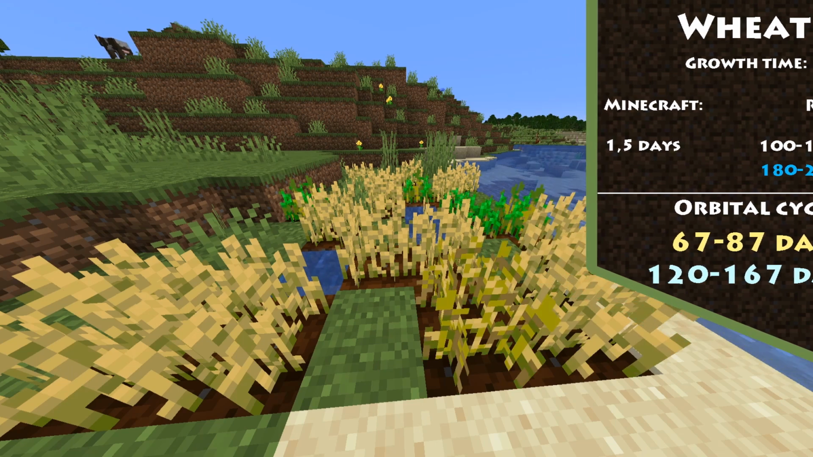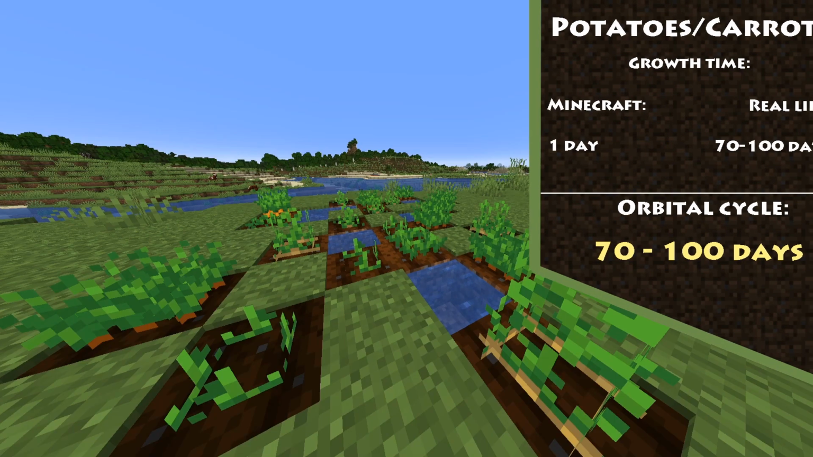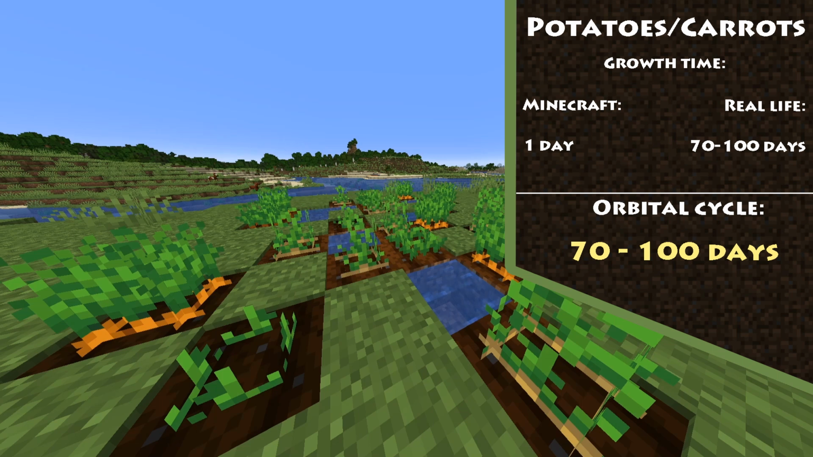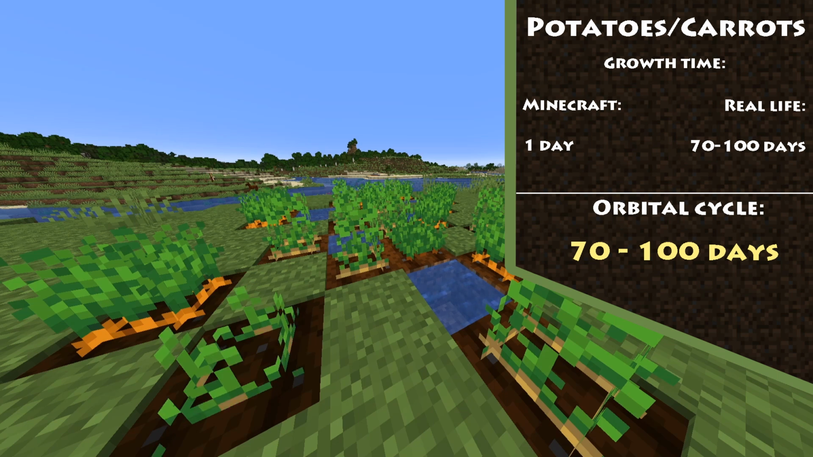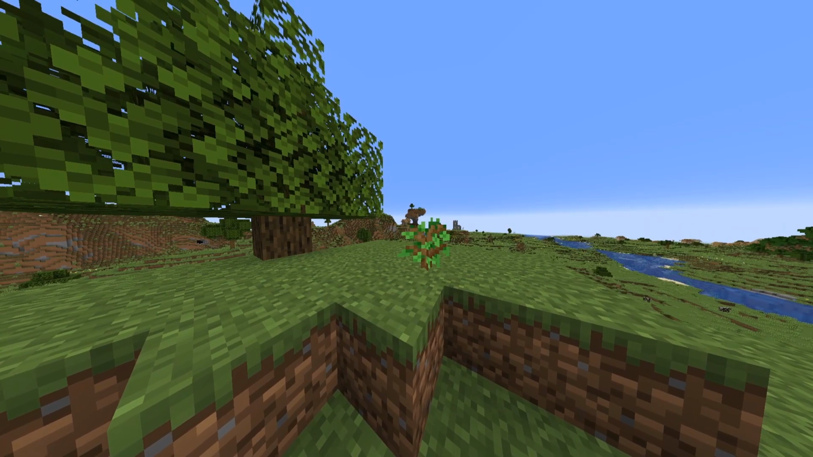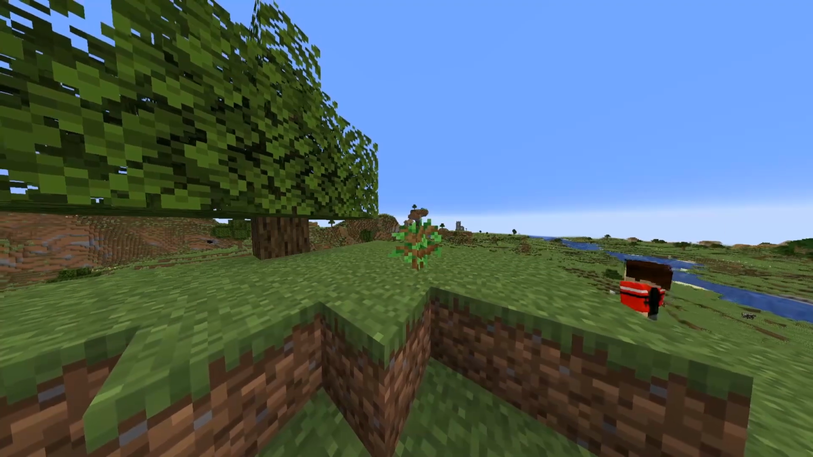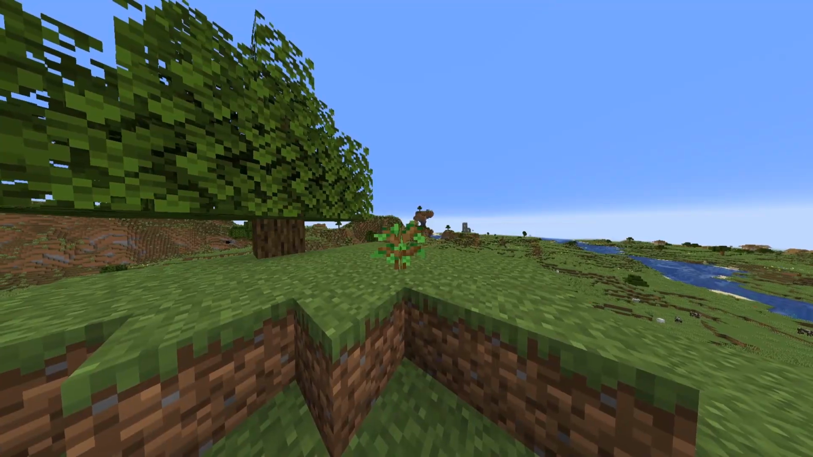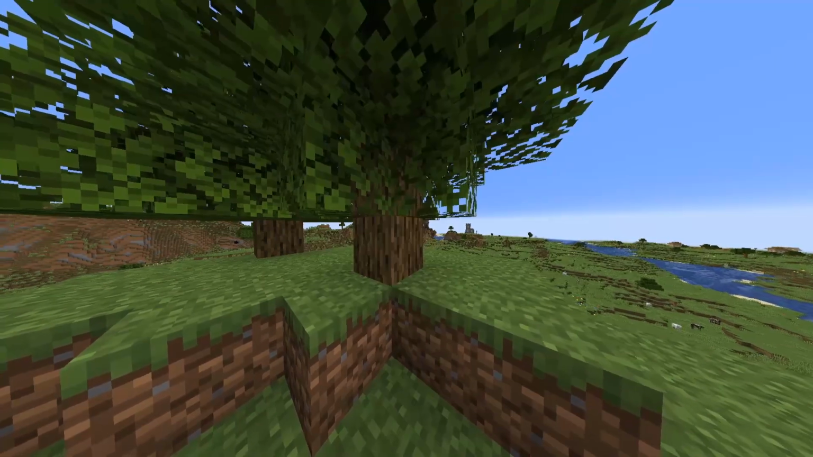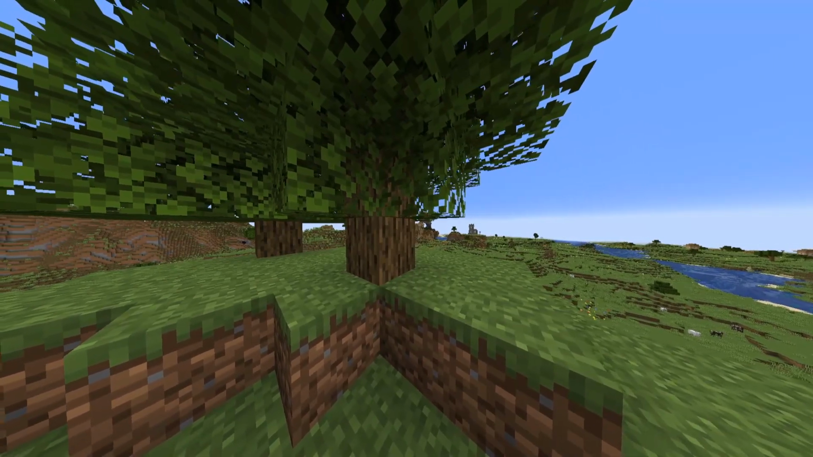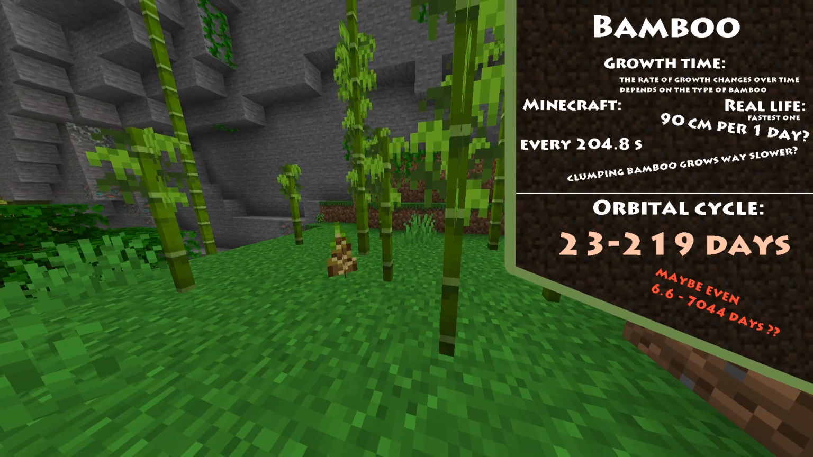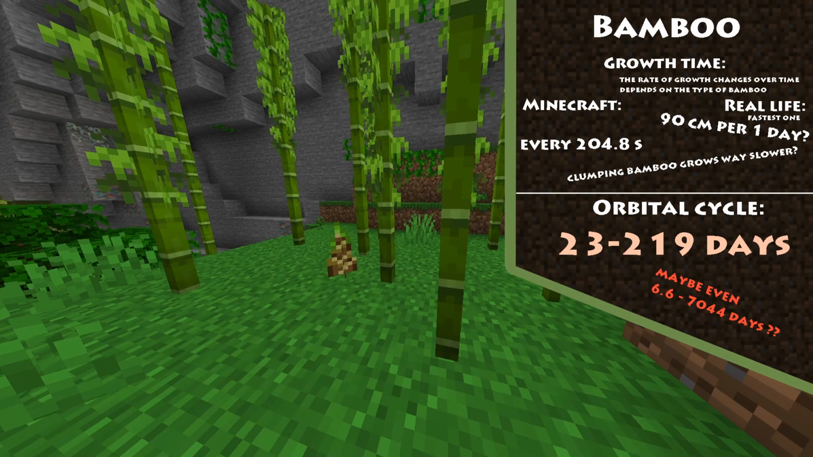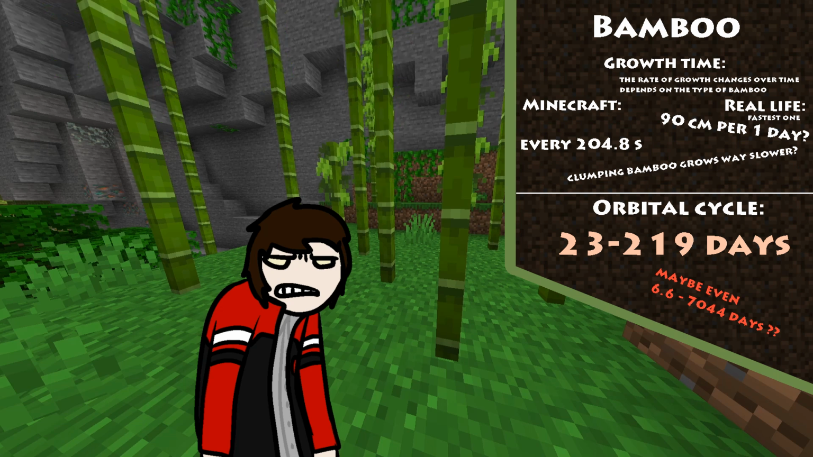How about other plants? Potatoes and carrots take slightly less time, around 1 Minecraft day, but the real life equivalents also take less time, between 70 to 100 days. And don't get me started on trees. Calculating the estimated average height that emerges from a meter-long sapling would be an unnecessary effort. Oh, and from my calculations, bamboo puts us between 23 days up to 290. That is not helpful at all.